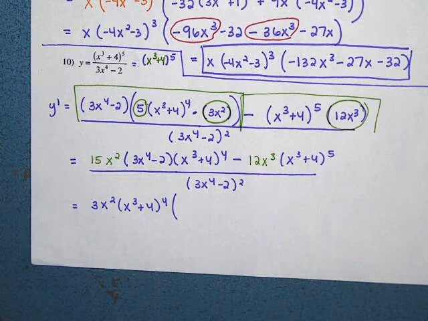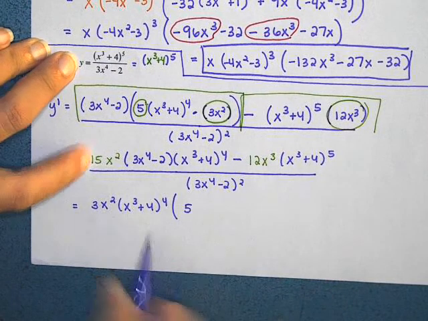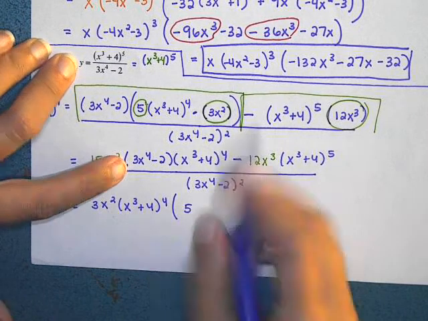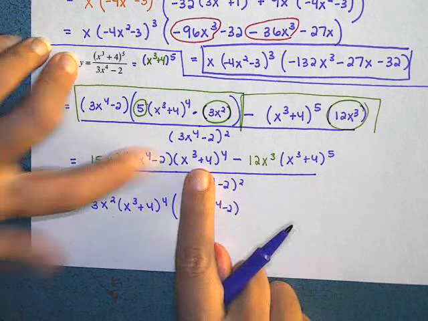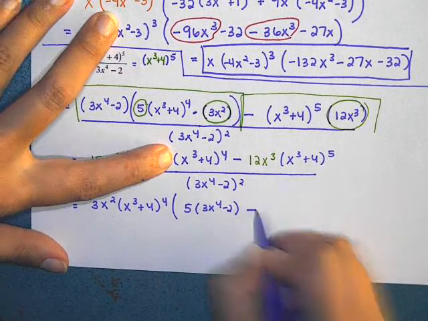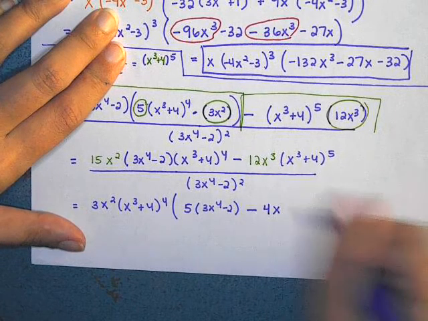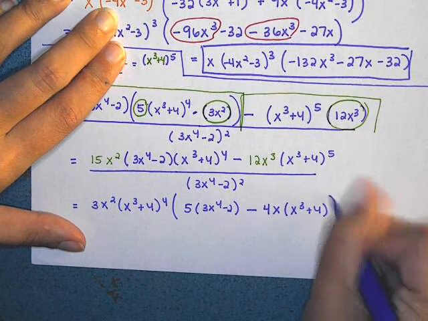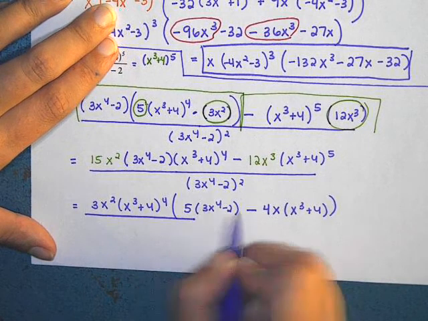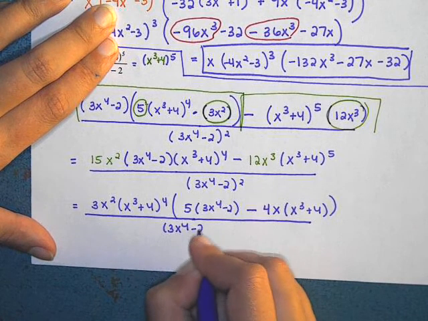Now let's look at what's left over. I divided by 3, so I have 5, took out the x squared, did not take out the 3x to the 4th minus 2, took out all of these. Minus, divided by 3, so I have 4, only took out 2 of the x's, and I have 1 copy of x to the 3rd plus 4 left over, all over 3x to the 4th minus 2 squared.